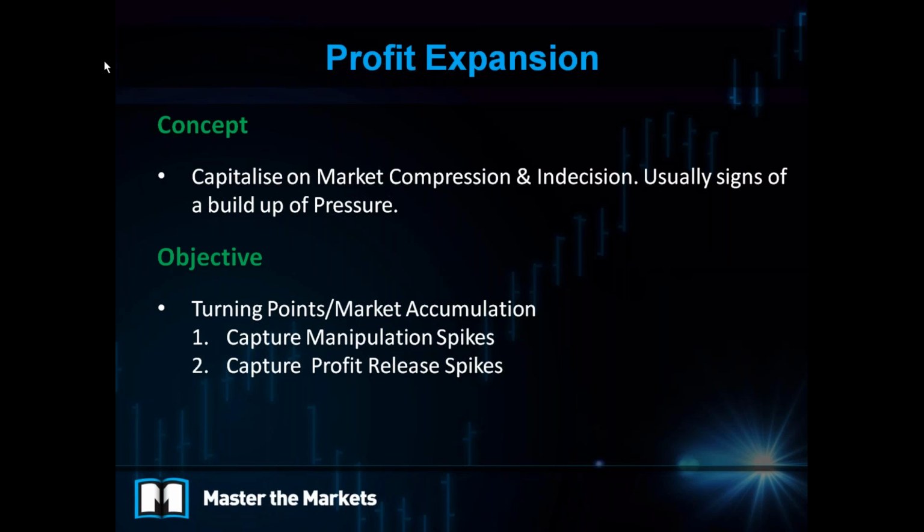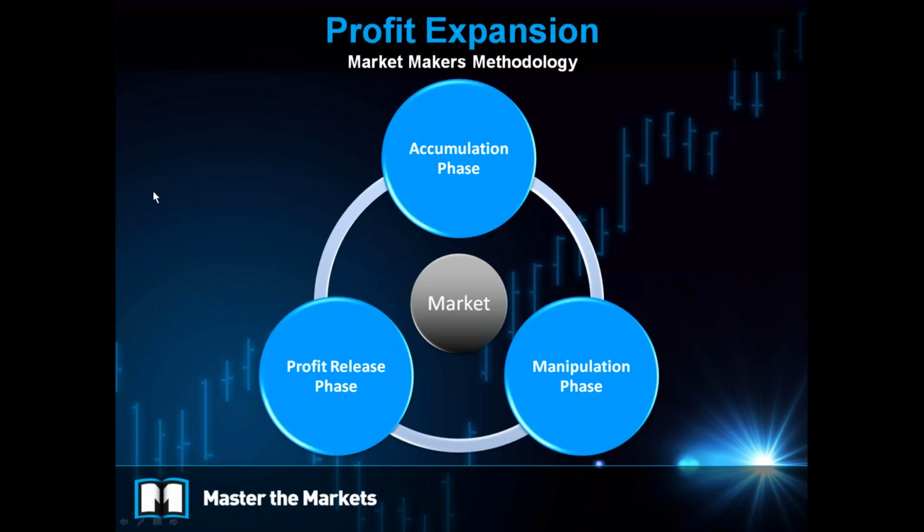So as I've already said, I want to capitalize on market compressions and indecision, usually signs of a build-up of pressure, which is what's relevant here on the profit expansion. Now, turning points and market accumulation are the objectives of this. I really want to look to capture potential manipulation spikes in the market, which are caused after an accumulation, and that's normally what the profit expansion will be based around. There's an accumulation in the market, and after accumulation, there's generally a manipulation and then a profit release. So I want to capture either one of the two by way of range: either the manipulation spike or the profit release spike.